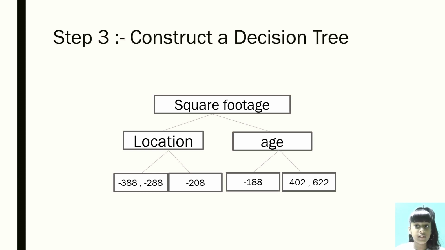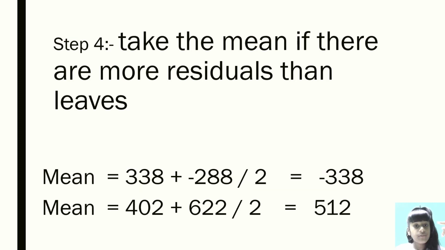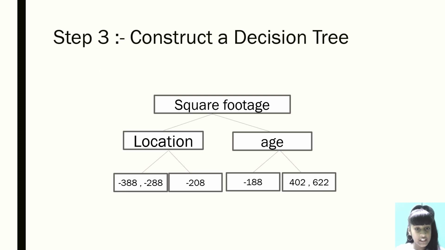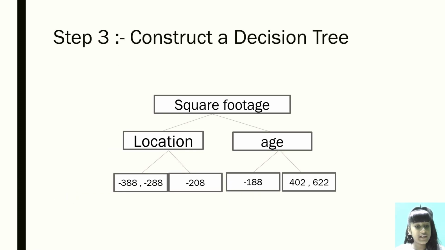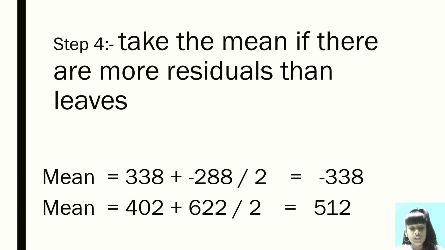And then step 3 is to construct a decision tree. You can see here we have all the residual values. At the top we have the square footage and then we have the location and the age. Step 4 is to take the mean if there are more residuals than leaves. You can see here we have more residuals in one leaf, so we're going to take the mean. The mean is going to be minus 388 plus minus 288 divided by 2, that is going to be minus 338.